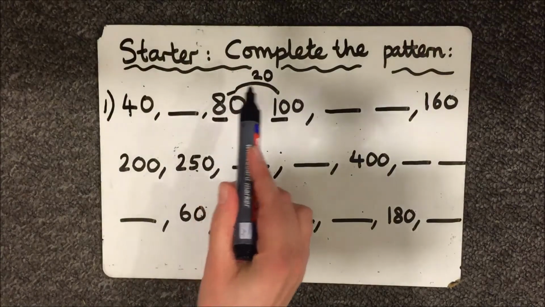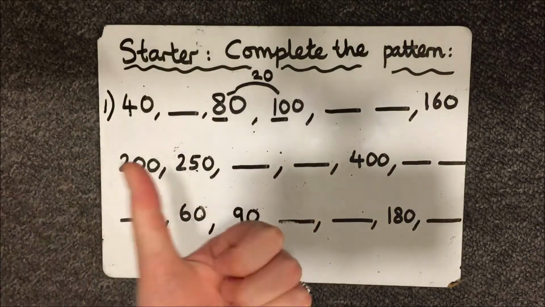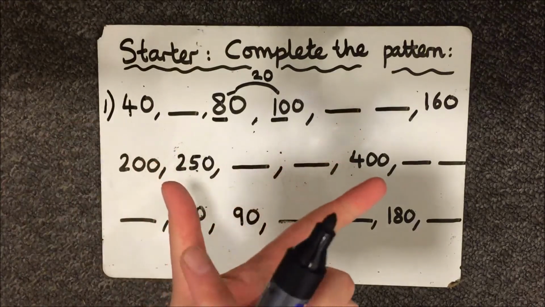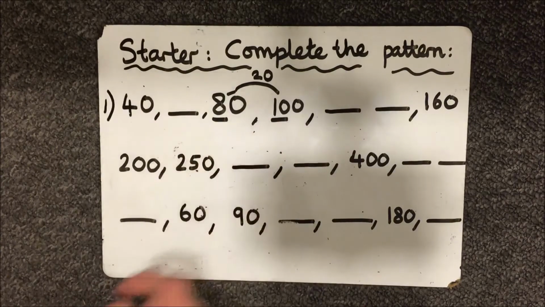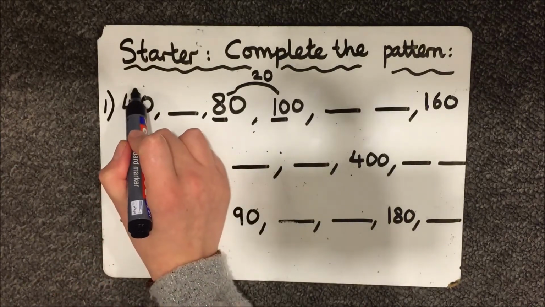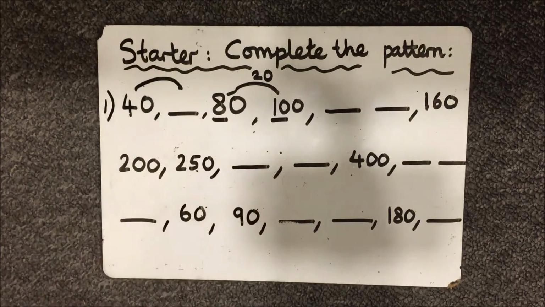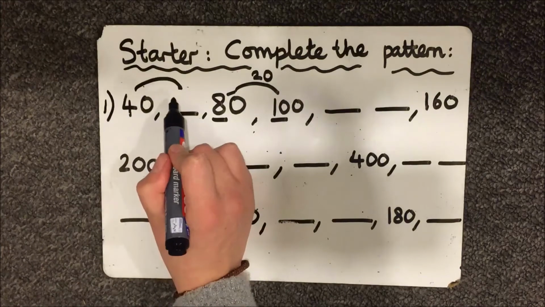We've jumped on 2 tens from 80, 90, 100. We've jumped 1 ten here and another 10 here. So we know our pattern is jumping in 20s. Now we know that, we can fill in the other 3 gaps. So after 40, it's going to be, count on 2 tens, 40, 50, 60.